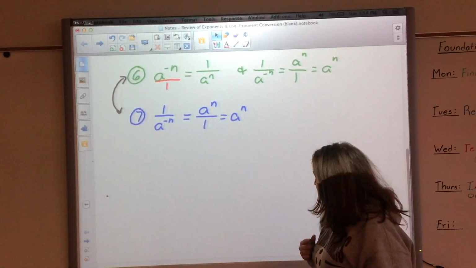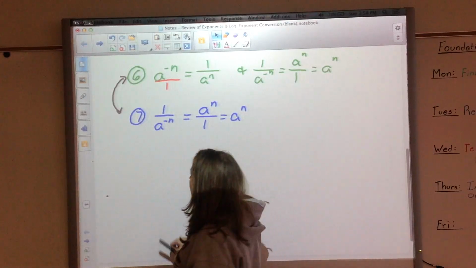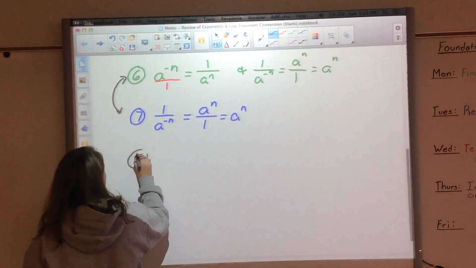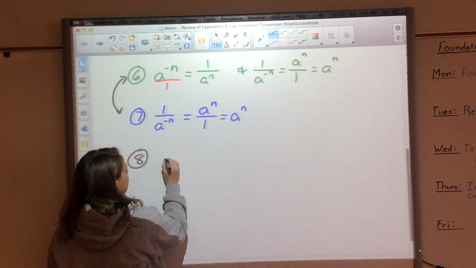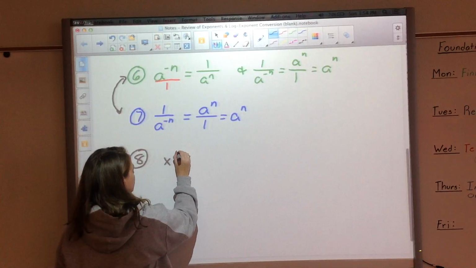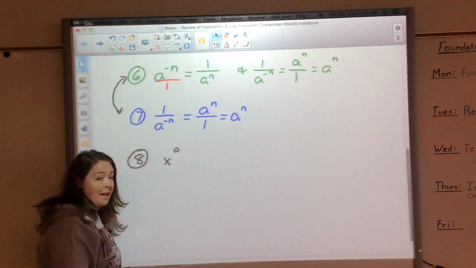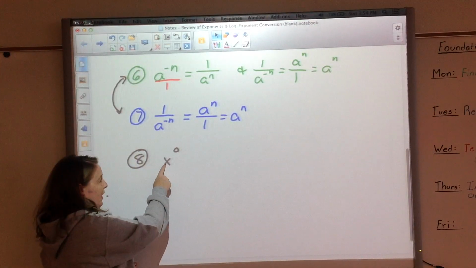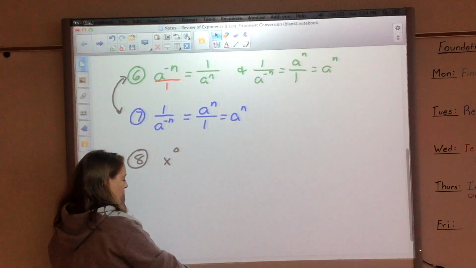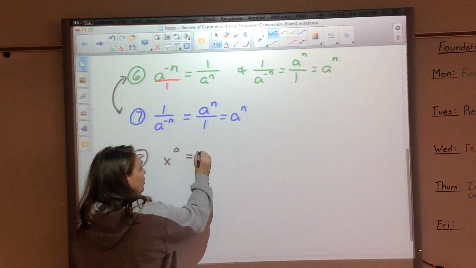The only other thing we didn't talk about, and we can write this as number 8, is our simplest property yet. So let's say we have x to the 0 power, and x can be anything except for 0. So if we have something, anything, to the 0 power, that is always going to equal 1.